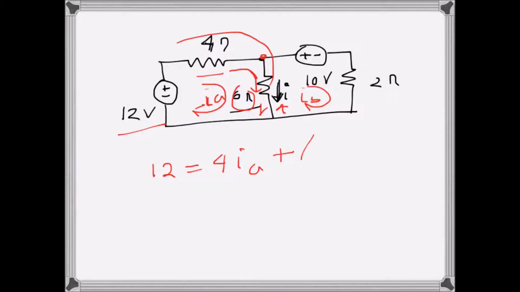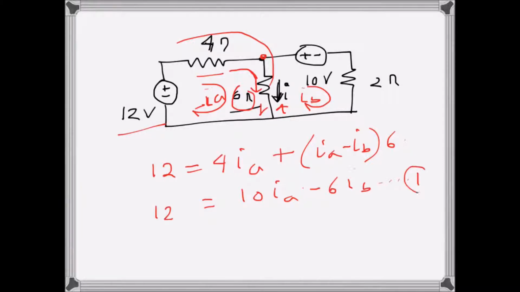So IA minus IB times 6, or if I rearrange it properly, that will be 10 IA minus 6 IB, and this is 12 here. So this is equation 1.